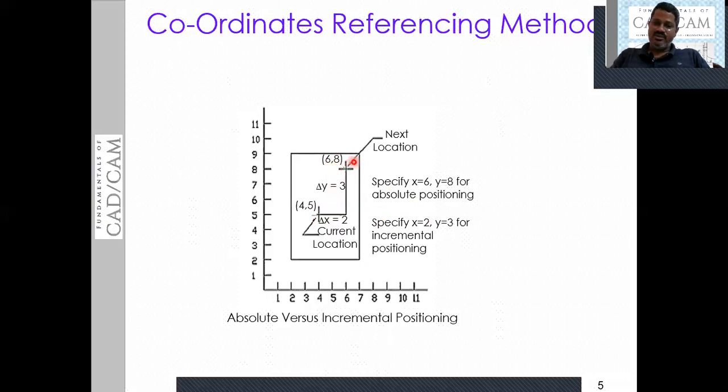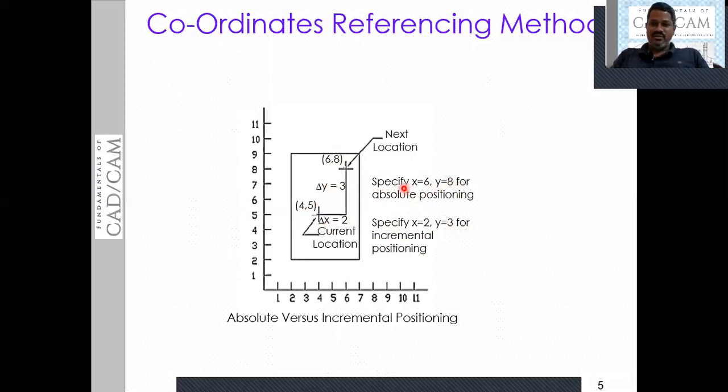Suppose if you want to specify the next location as 6, 8, the x value is 2 and the y value is 3. That means 4 plus 2 is 6 and 5 plus 3 is 8. That means if it is incremental positioning, the coordinates of the next location will be 2, 3. If it is absolute positioning, the coordinates of the next location will be 6, 8.